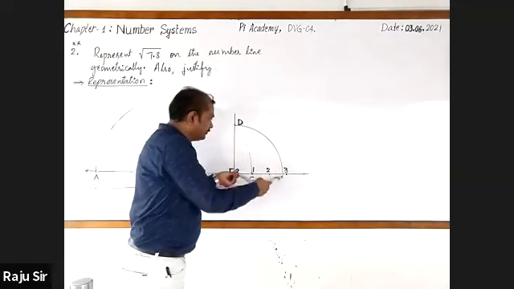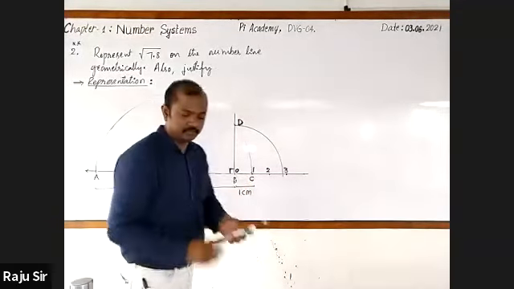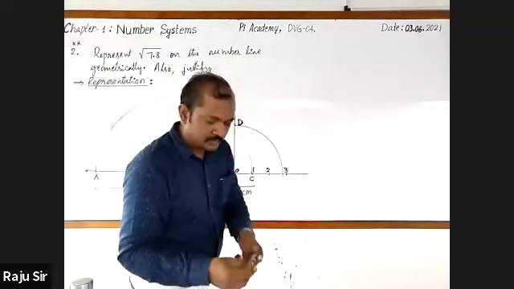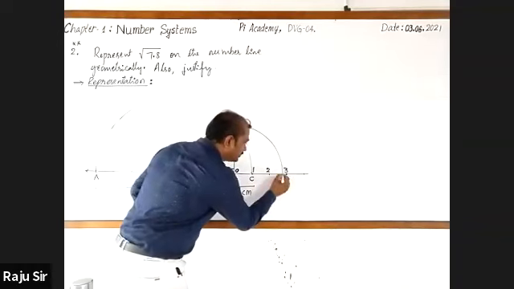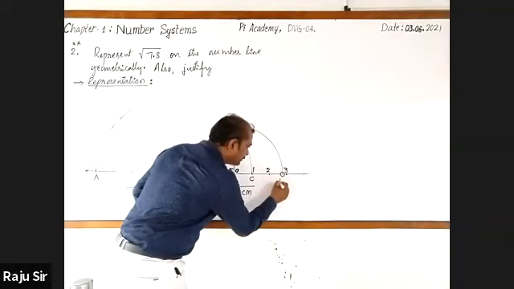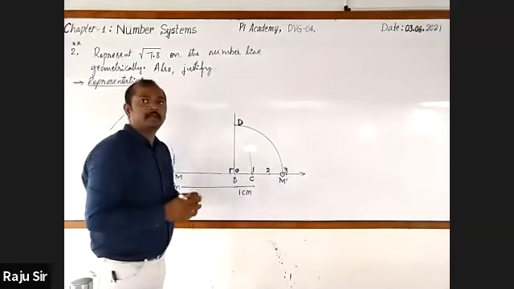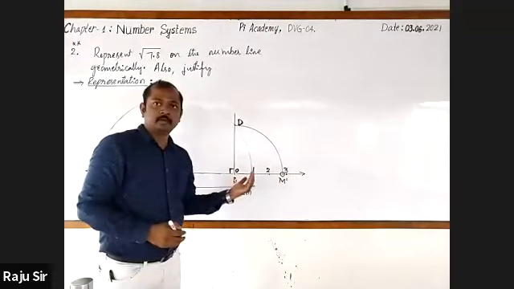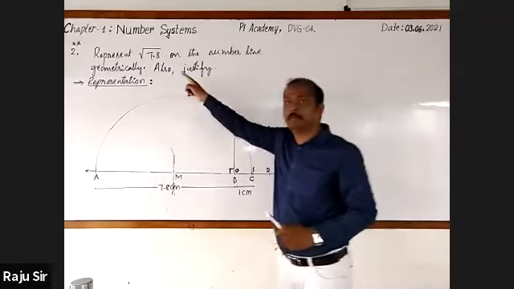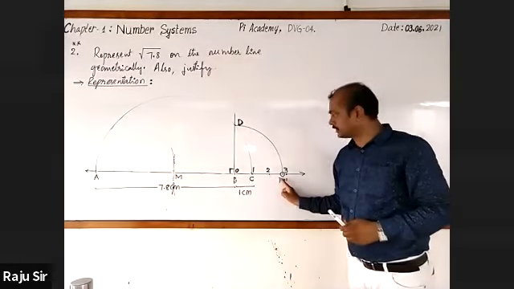Take a distance of BD. With B as center, draw an arc. This will intersect the line at a point. You call this point M dash. Please do remember, M dash should come within 3 because the value of 7.8 lies between 2 and 3. Therefore, M dash comes here.